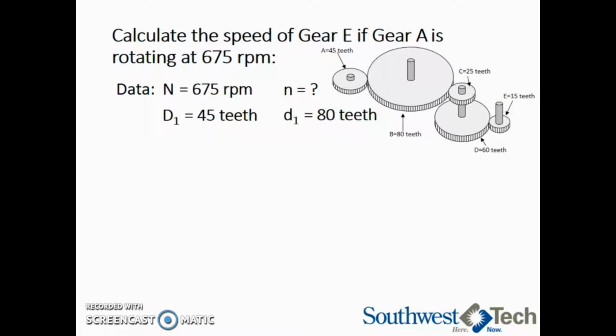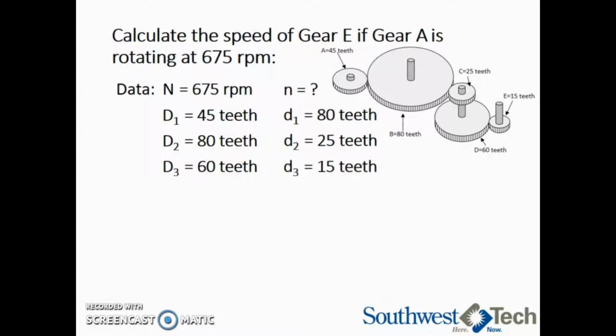Next, gear B drives gear C, so gear B is capital D2 at 80 teeth, and gear C is lowercase d2 with 25 teeth. Gear C and gear D are on the same shaft, so gear C does not drive gear D. Moving on, we see that gear D drives gear E, so gear D is the next driver gear, or capital D3, and it has 60 teeth. Gear E is lowercase d3, and it has 15 teeth.